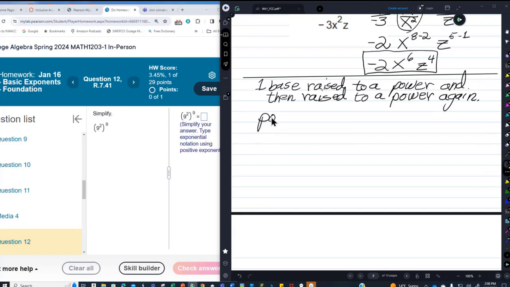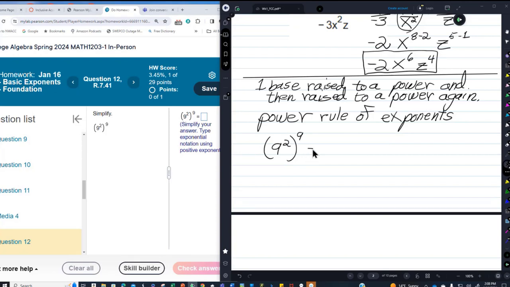Product and power both start with a P. It's true. So the brain has to work a little harder. Power rule of exponents. So here's our problem. 9 raised to the second power raised to the 9th power.